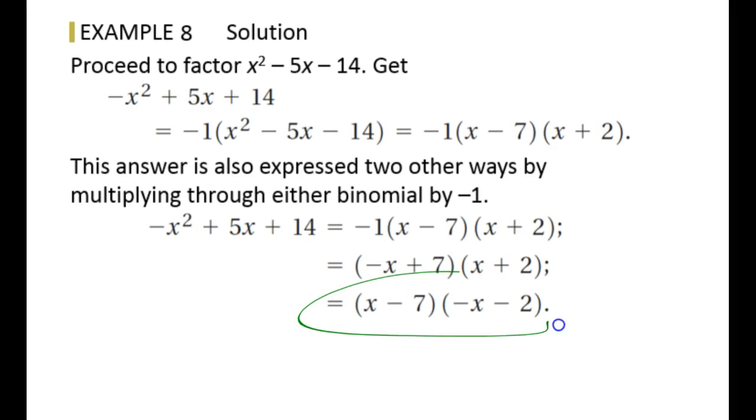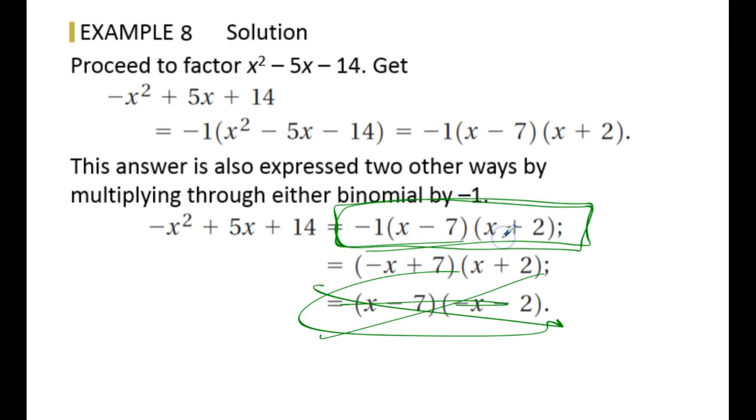And the final solution is not this. Don't leave your answer like this. Leave your answer with a negative 1 factored out. They're just showing you that A is equivalent to B and C, but I don't prefer B and C. Please leave it in completely factored form.